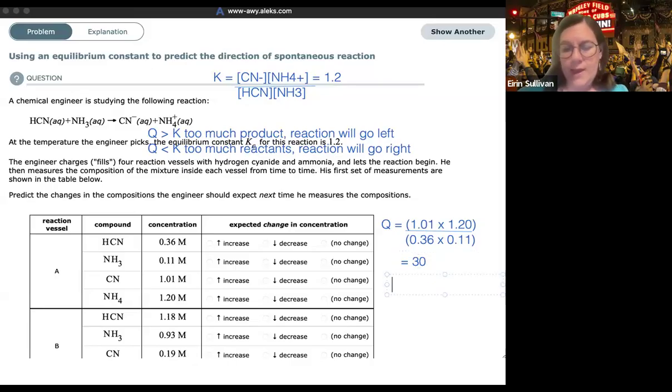So if Q is bigger than K, that is telling us that our number on the top is too big. Okay, so that means we've got too high a concentration of products. So the reaction is going to go to the left in order to address that balance. Okay, so products are going to get converted into reactants. So that means my concentration of cyanide and ammonium is going to decrease, and my concentration of hydrocyanic acid and ammonia is going to increase because we are going to the left. Reaction goes left to favour reactants.